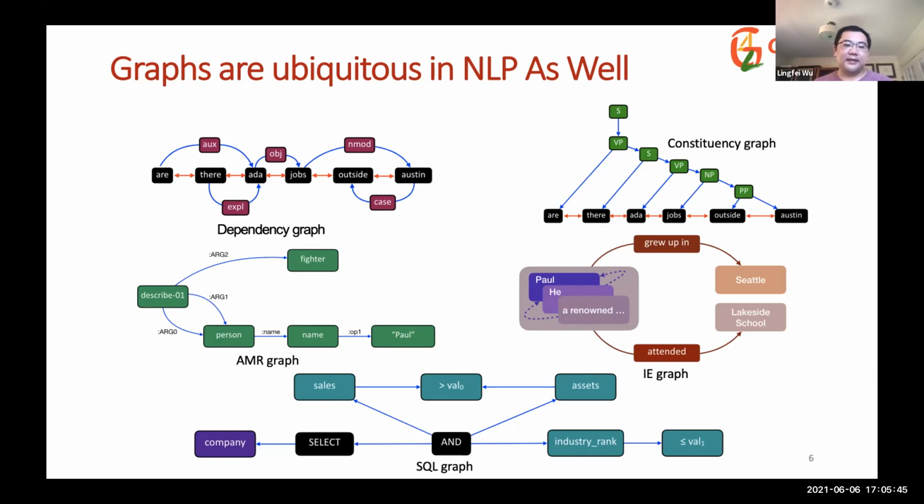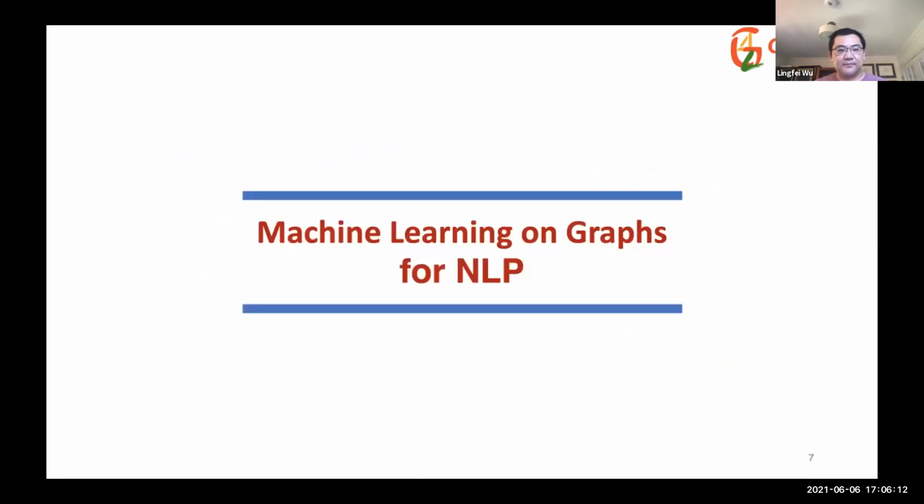You can also use AMR graph and IE graph to try to represent the semantic relationship inside a text sequence. Even in a very specific domain like logic form, here we can represent SQL as an SQL graph, so that we can leverage the particular structure information using graph-based machine learning techniques. So now let's talk about the conventional machine learning technique on graph for NLP.